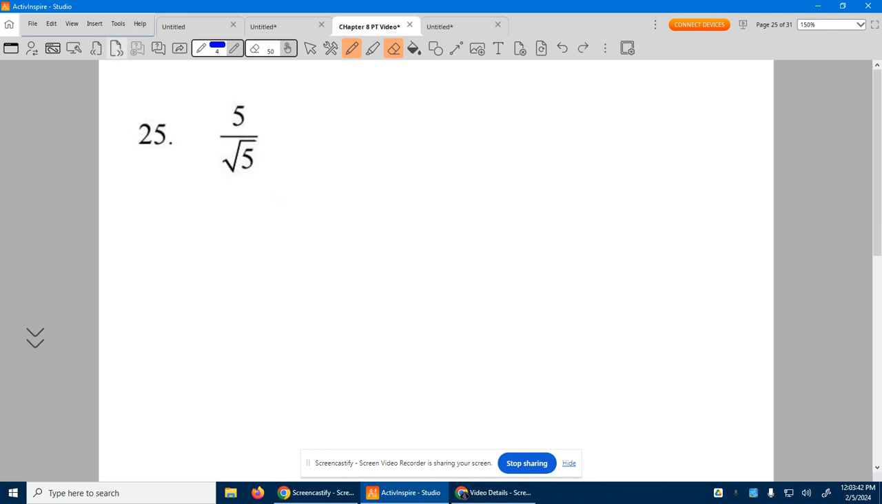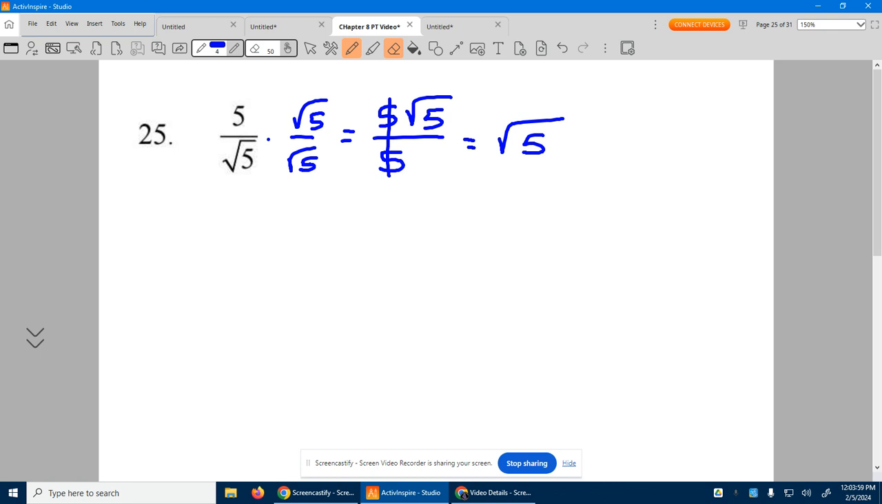For 25, I can't have a root in the denominator, so I rationalize that by multiplying by root 5 over root 5. Top gives me 5 root 5. The bottom gives me a 5. These end up canceling, and you end up with an answer of simply root 5.